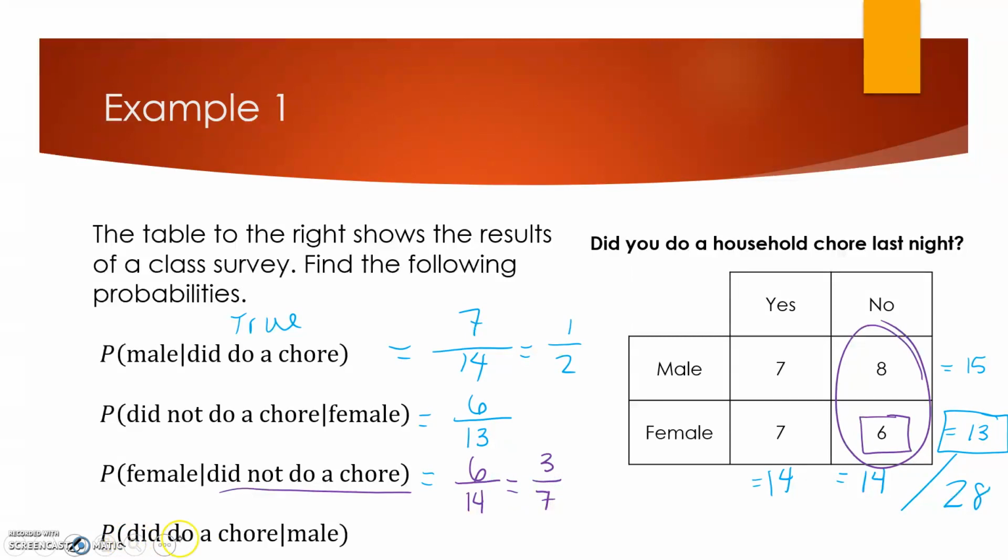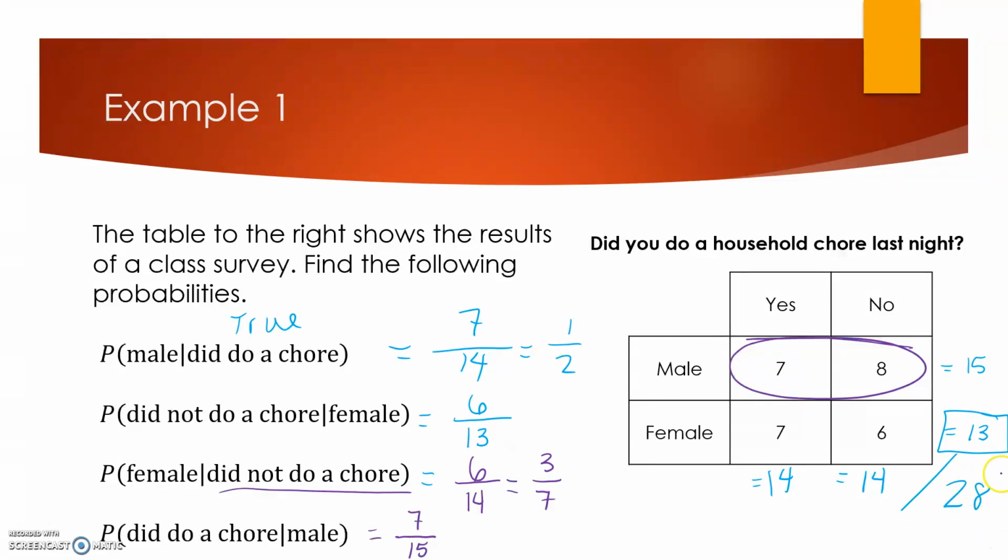And finally, what's the probability that the person did do a chore given that they're male? So now I'm looking at this row. I know that this is what's true. They're a male. How many males are there? There are 15 males. And how many did do a chore? 7. So I would take 7 out of 15.